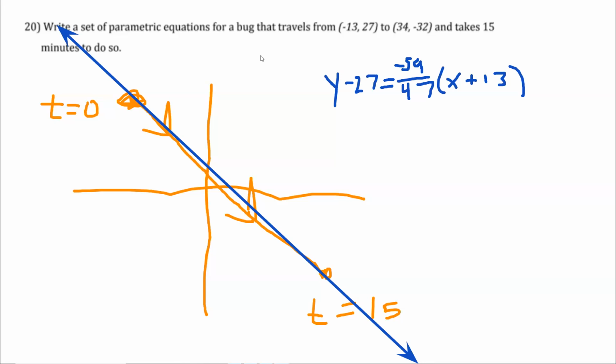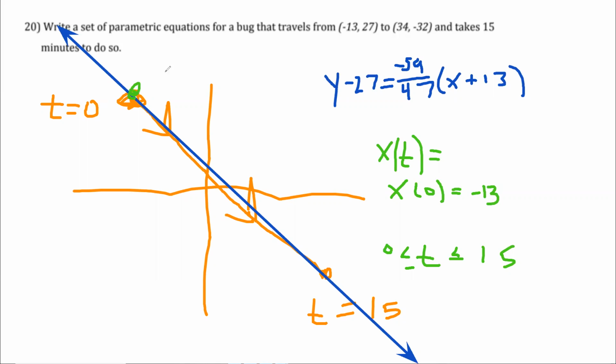We want to make sure that when we're writing our set of parametric equations, and let me use a different color because I'm doing something a little different, for x equals a function of t, it starts when t equals 0. So we're going to make t go from 0 to 15. We want to make sure that when t is equal to 0, the first x coordinate is going to be -13, because that's the point that we're going to start at, (-13, 27).